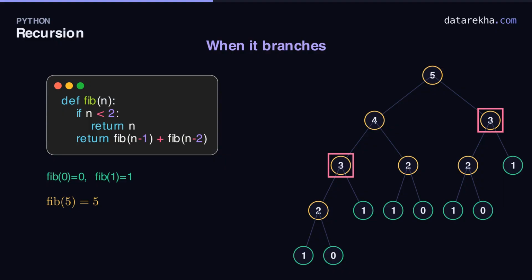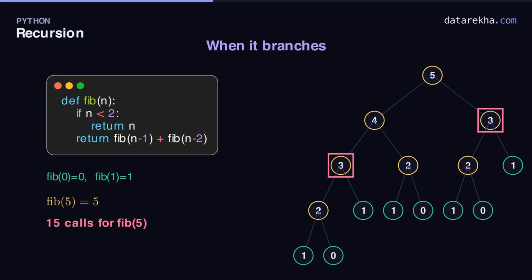But look closely at this tree. Fib of 3 is computed twice. Fib of 2, 3 separate times. The whole tree here is 15 calls just to reach the answer 5. And it explodes exponentially as n grows. Naive recursion redoes the same work over and over.